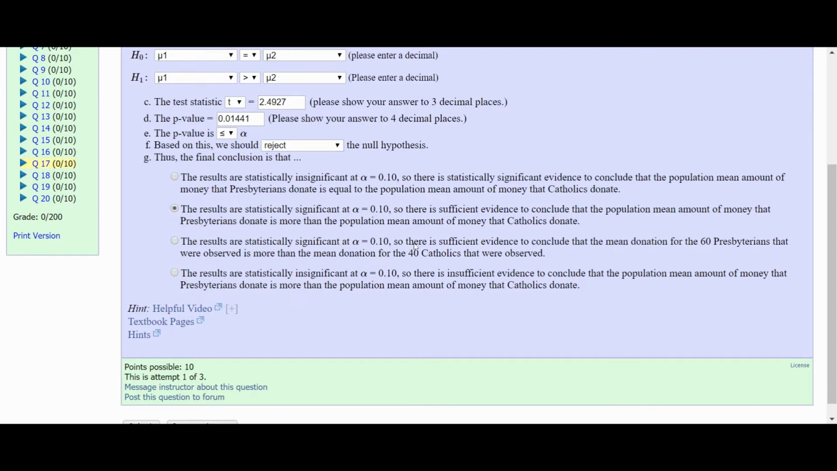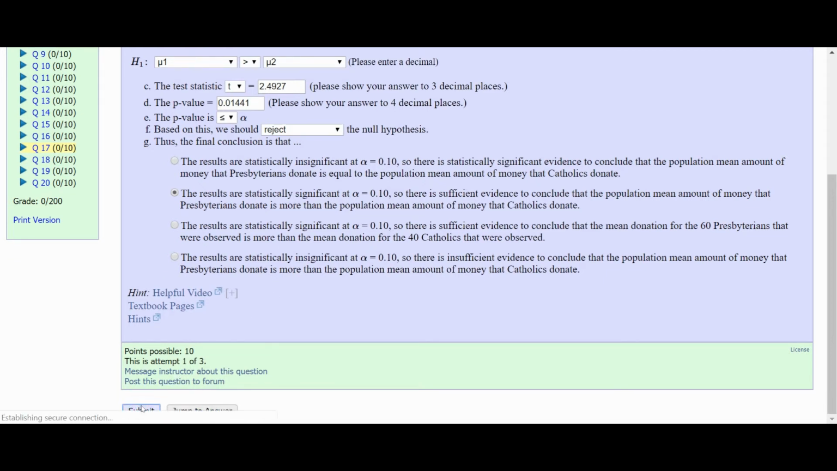The difference here is that we don't need a hypothesis test in this third option to say what happens. It says the mean donation for 60 Presbyterians was more than the mean donation for the 40 Catholics. Well, that's true regardless of whether we do the hypothesis test or not. This third option is just answering a question about the samples, and the samples show that this sample of Presbyterians did donate more than the sample of Catholics. What we're trying to do is say something about the population means, and that's why this second one is the right answer. So we press submit just to check our work here.